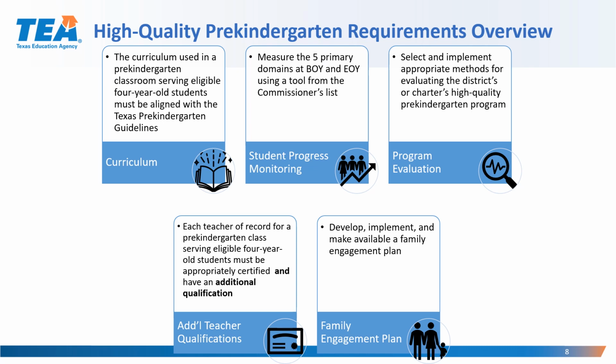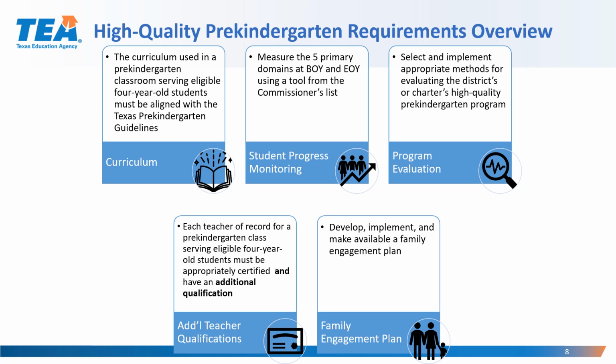First, curriculum. The curriculum used in a pre-kindergarten classroom serving eligible 4-year-old students must be aligned with the Texas pre-kindergarten guidelines. Student progress monitoring. This measures the 5 primary domains at BOI, beginning of year, and EOI, end of year, using a tool from the Commissioner's List. Program evaluation. LEA should select and implement appropriate methods for evaluating the district's or charter's high-quality pre-kindergarten program.